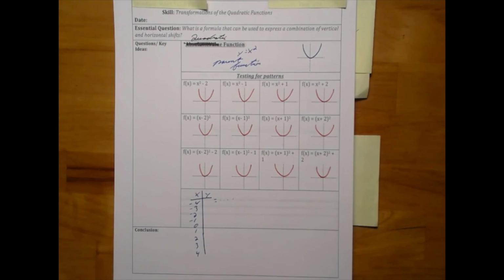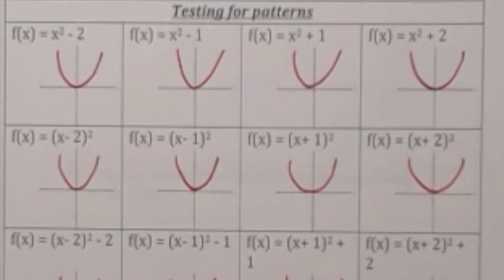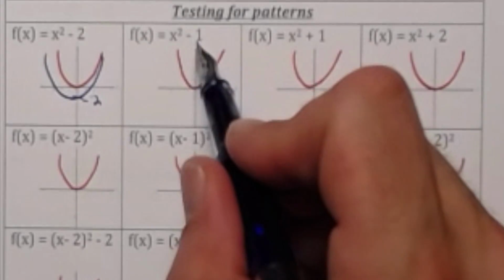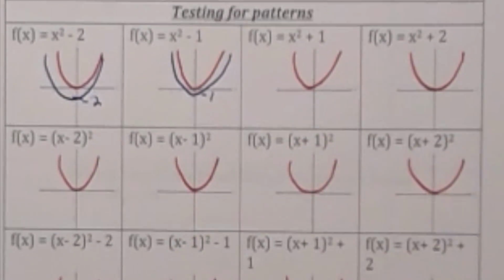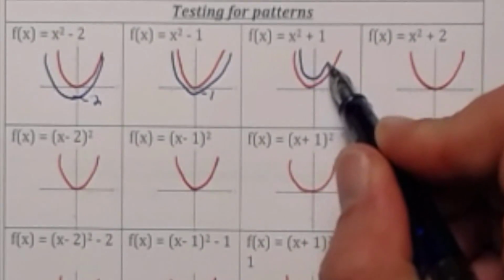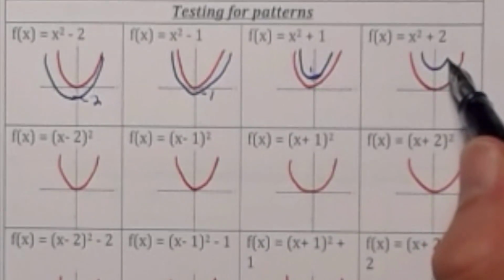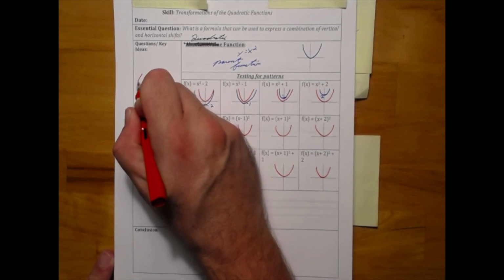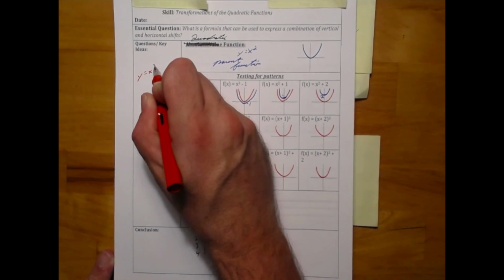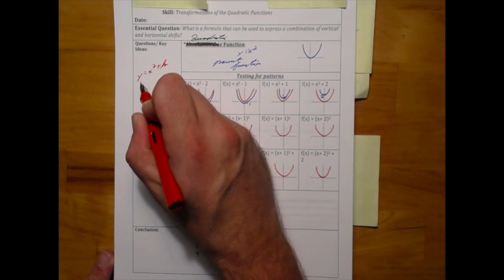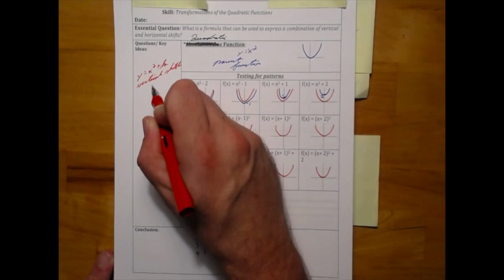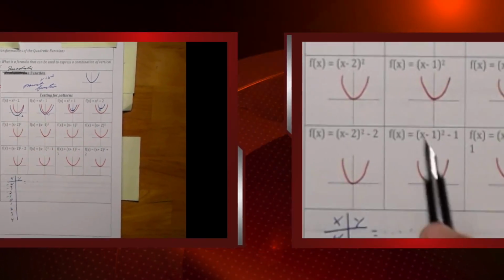In the top set of equations, we'll find that x squared minus 2 will move that parent function down by 2 units, and that x squared minus 1 will move that parabola down by 1 unit. X squared plus 1 moves the parabola up by 1 unit, and x squared plus 2 moves it up by 2 units. We're able to conclude from this top set of experiments that y is x squared plus k causes a vertical shift up or down by k.